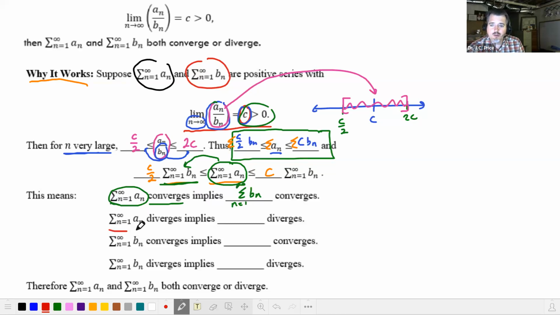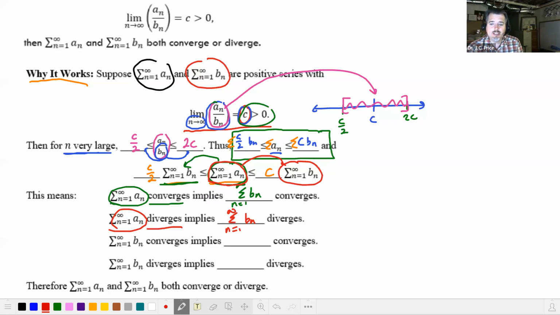If we now know the sum of the a sub n's diverges, so we know these things are going to infinity when you add them all up, what does that mean? That means these guys have to diverge also. Why? Because they just differ by a constant times the sum. So we know the sum of the b sub n's, n equals 1 to infinity, must diverge too.